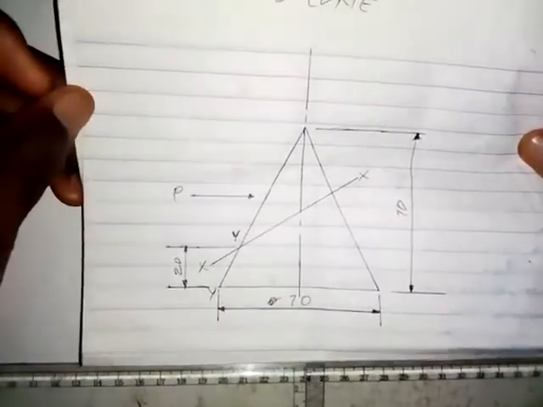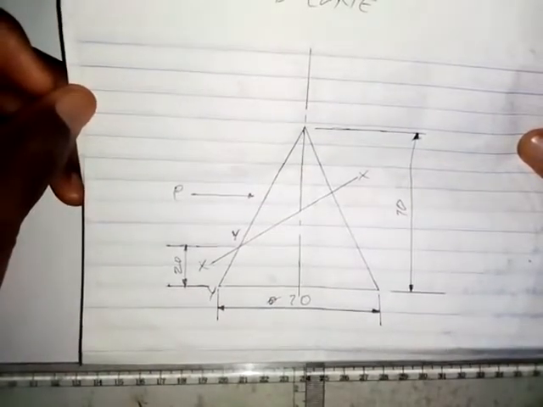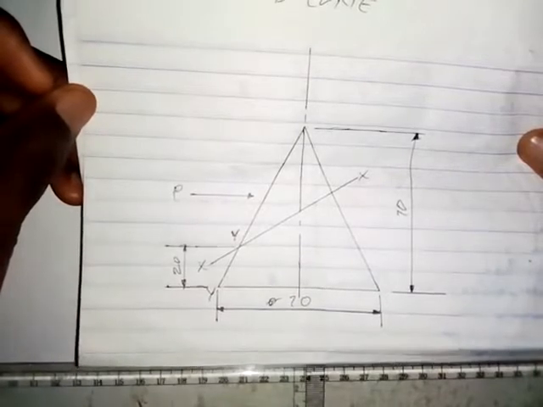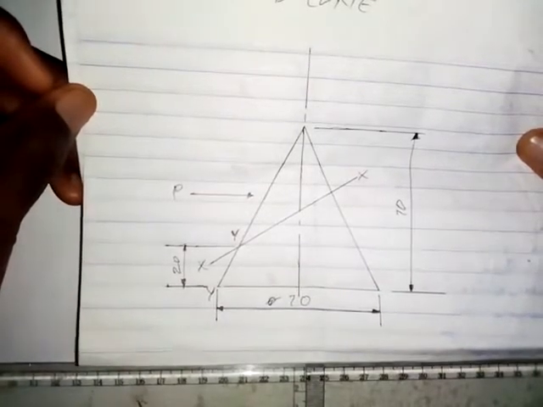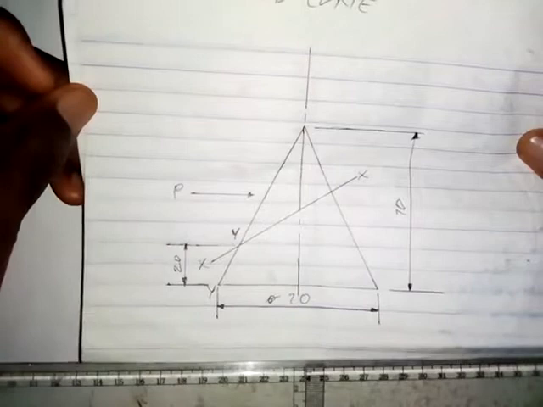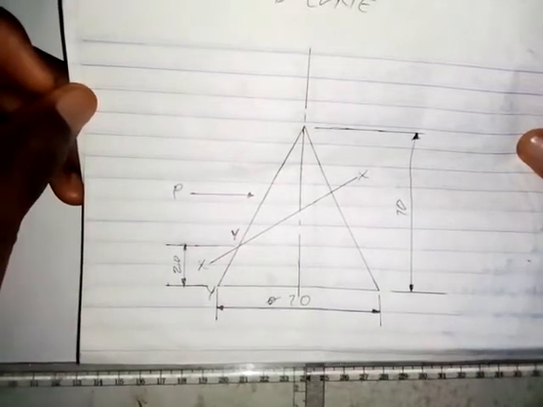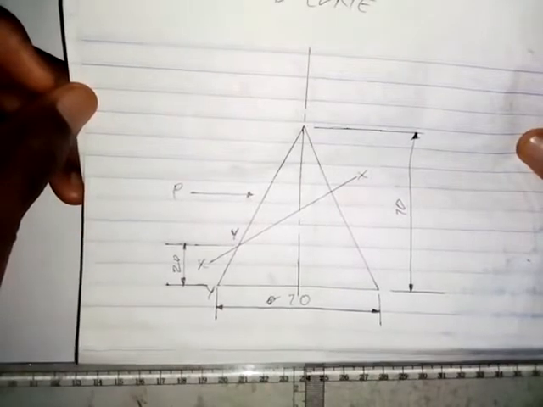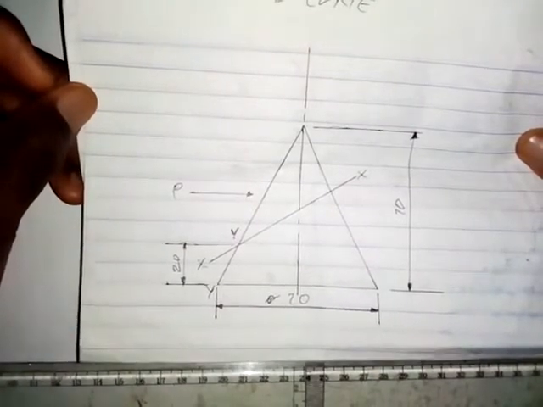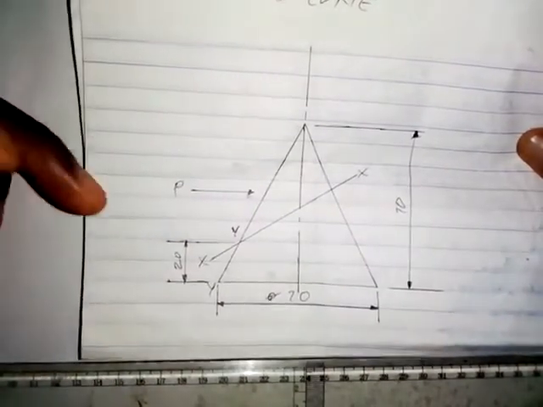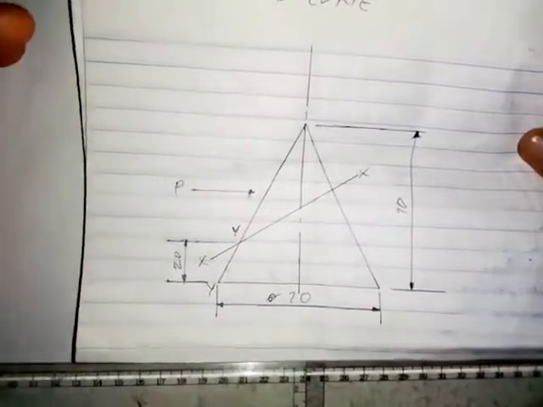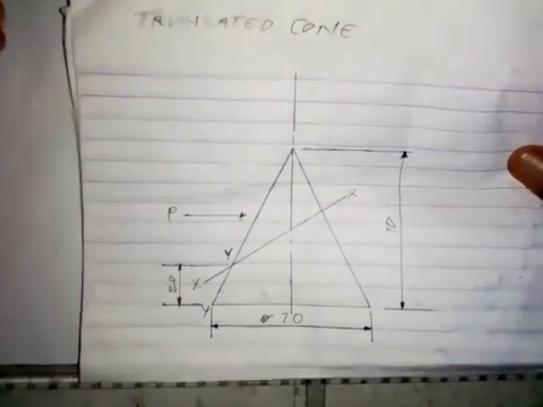And the 4th question is that you'll be asked to draw the true shape of the cut surface. And the 5th question that I will be adding to this is that you'll be asked to draw the surface development of the frustum of the cone. So I'm going to show you how to answer those 5 questions.